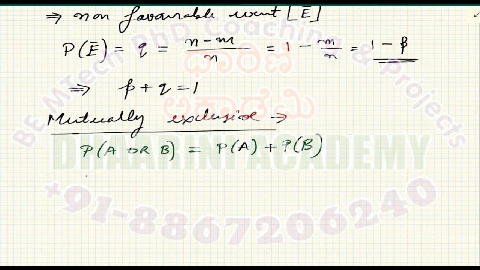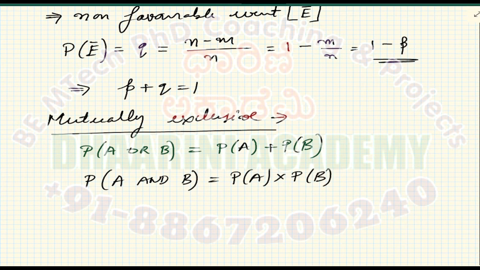At the same time, you can write P of A and B occurring together as P of A multiplied by P of B. These concepts we have to use.